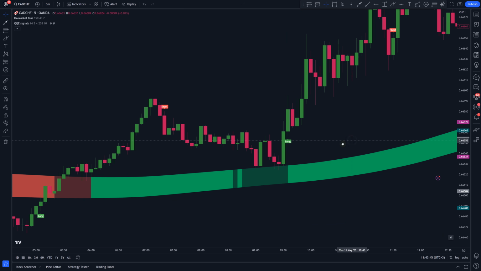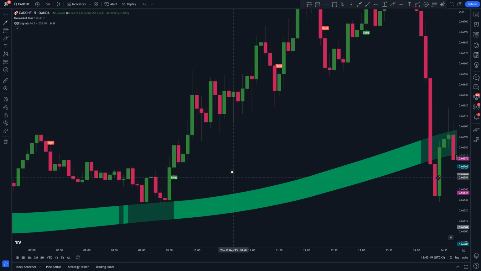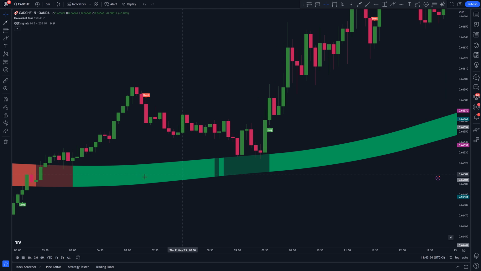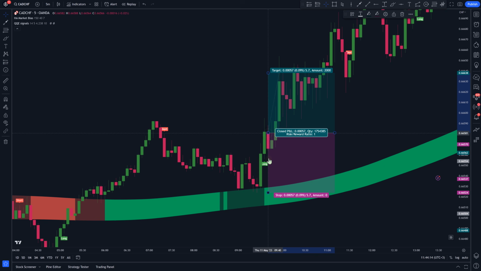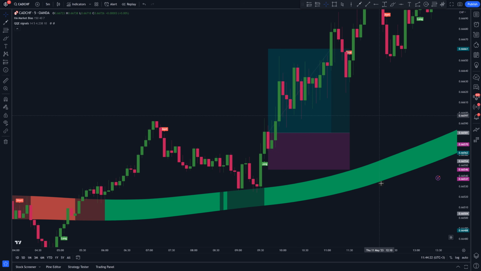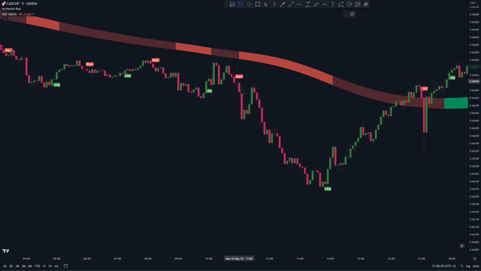Now, the way these two indicators are going to complement each other is that every time there is a pullback identified by the market bias, we're going to enter a long trade as soon as there is a long signal printed by the QQE Signals indicator. And of course, it's going to be the opposite for a short trade.